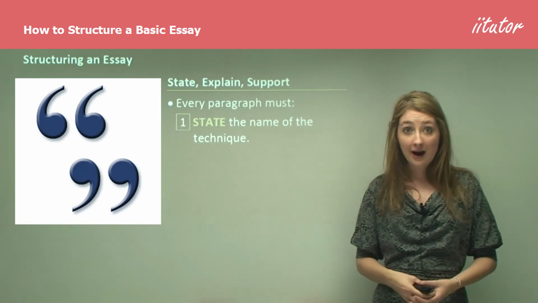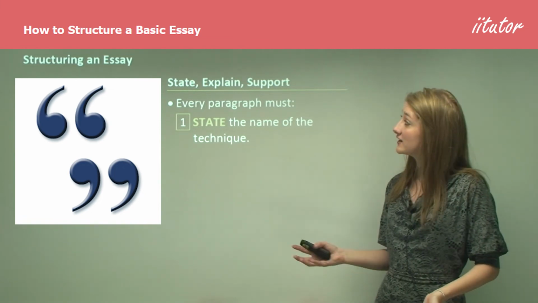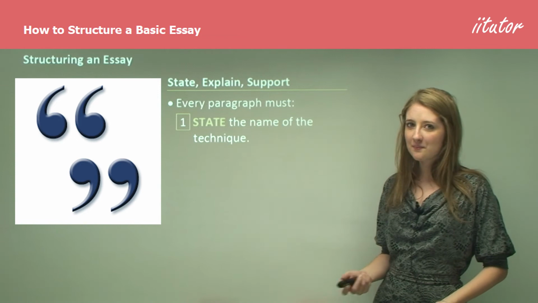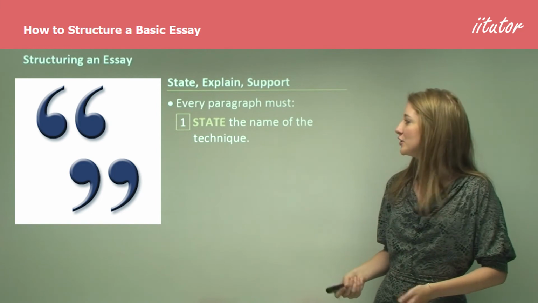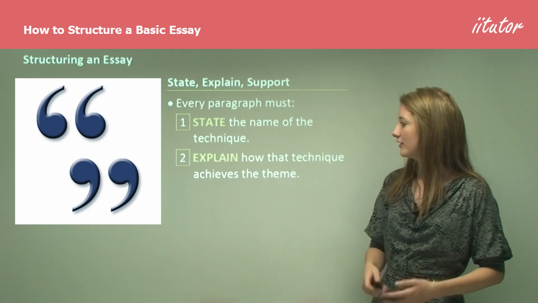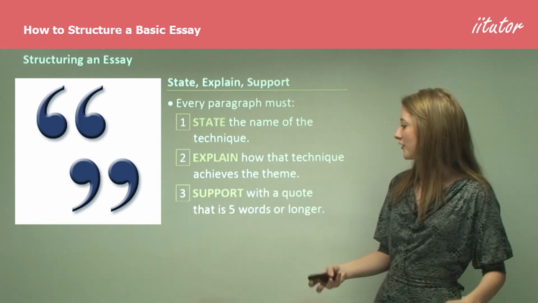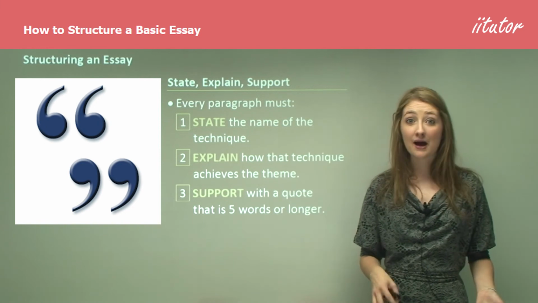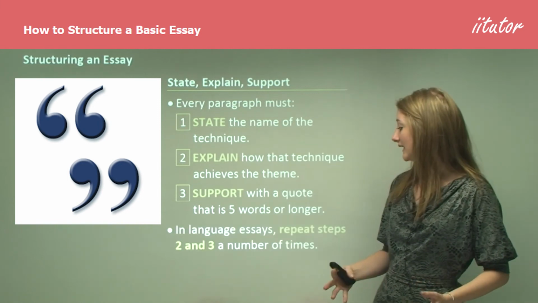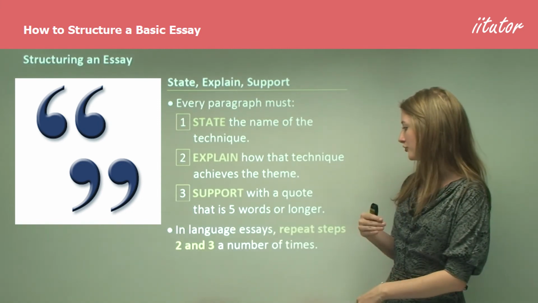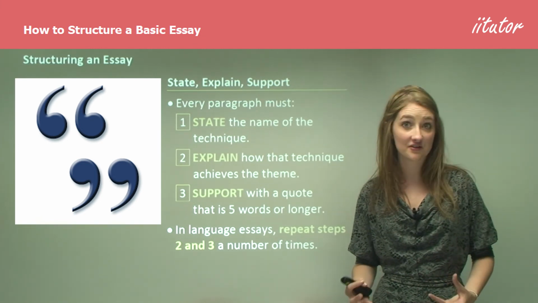Remember as well within your paragraphs, and we have talked about this in previous videos, that you should be using the state, explain, and support format. So by that, what I mean is that every paragraph has to do 3 different things. Firstly, you need to state the name of the technique. Secondly, you need to explain how that technique achieves the theme. And thirdly, you need to support that with a quote, which is about 5 words or longer. So those are your 3 aims the whole way through. In language essays, you probably need to repeat steps 2 and 3 a number of times in each paragraph to make sure you're getting enough language analysis out of that.